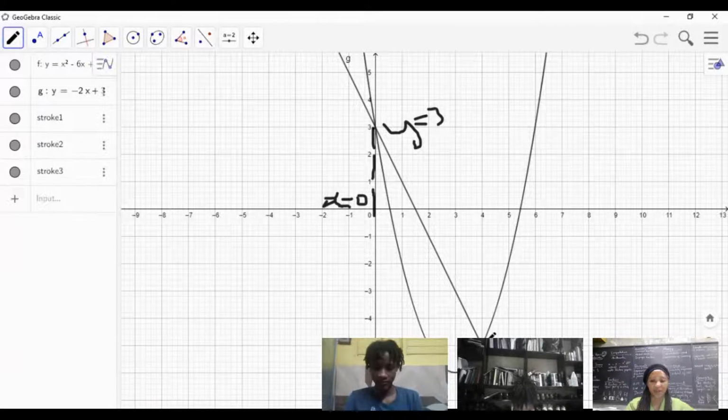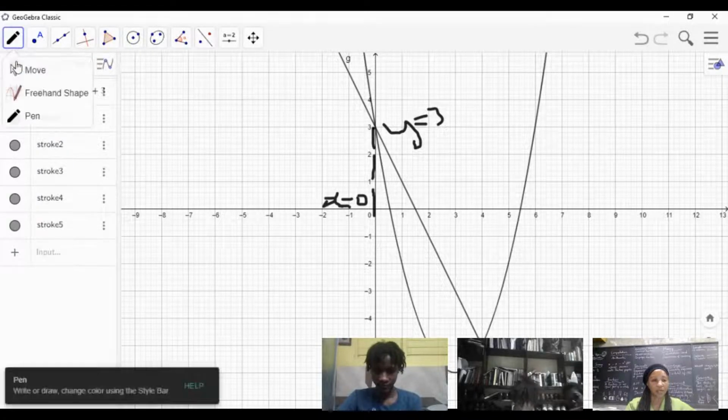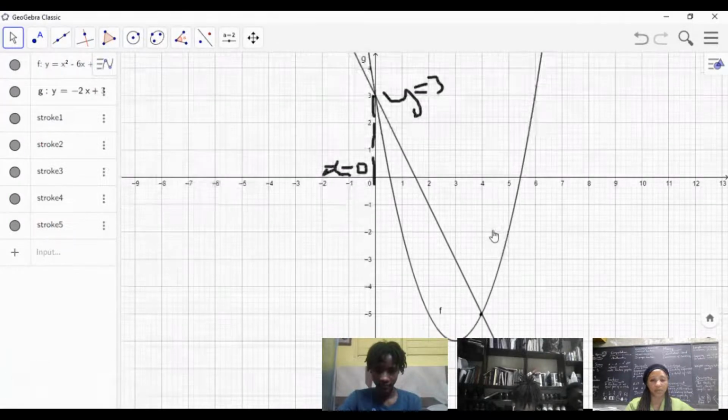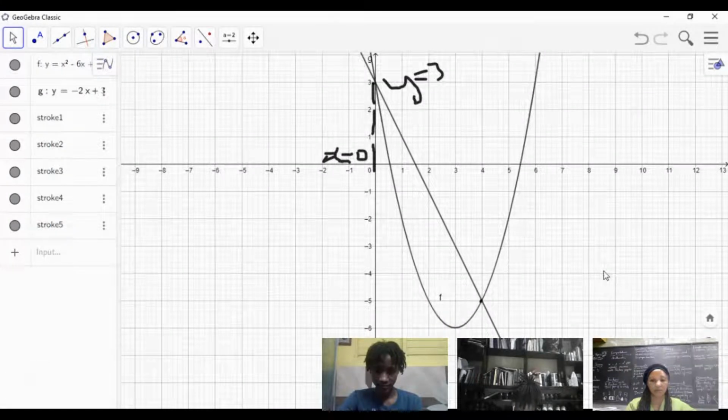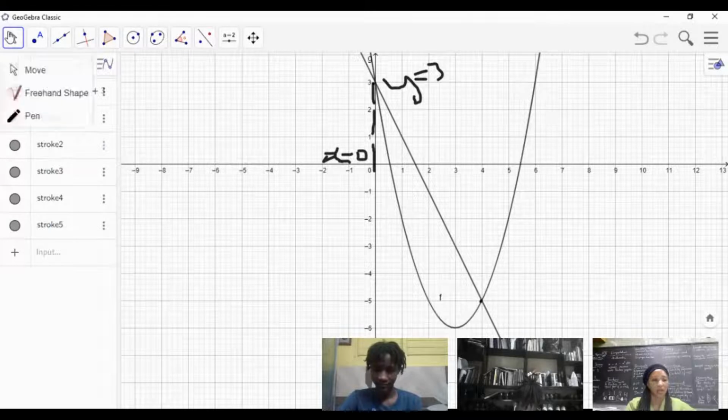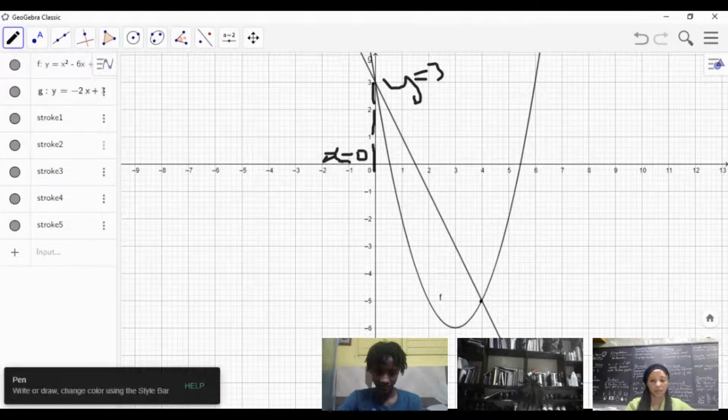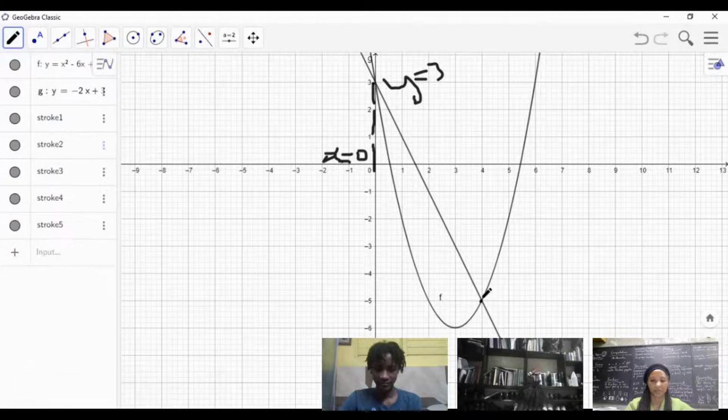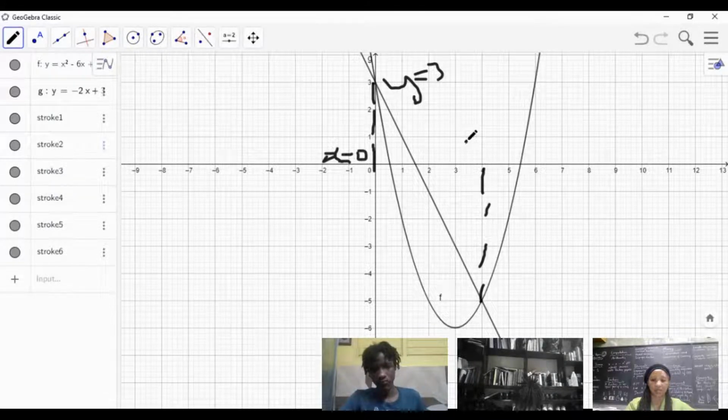And for this solution here, miss, I can't really see it. Hold on, let me move it up. Can you see it now? Yes, miss. So it'd be x is negative 5. You sure? Yes, miss. Up to the x-axis. Oh, yes, x-axis, miss. So x equals 4.